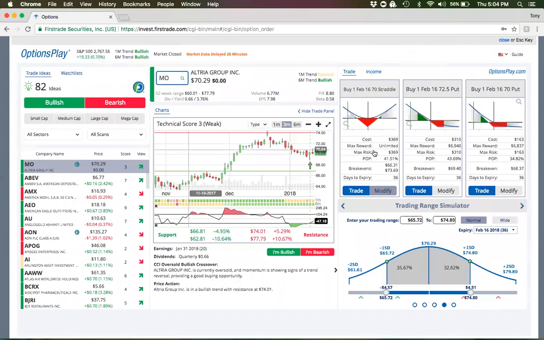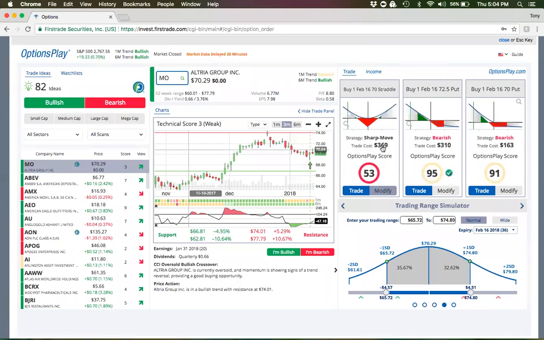However, when you're looking at the risk reward of this strategy that tells you it has unlimited max reward, you really can't calculate the risk reward of something with an unlimited max reward. So what we do is we solve this problem by simply saying, what is the potential for profit of the strategy and what is the potential of loss, and weight it by each other and give you a true risk reward metric. And that's what the options play score tells you.